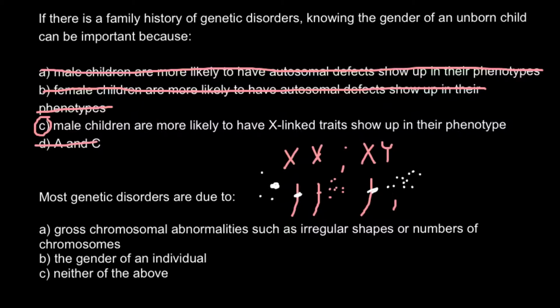And next question or statement: most genetic disorders are due to, and here are the three answers to choose from. Answer A: gross chromosomal abnormalities such as irregular shapes or numbers of chromosomes. Answer B: the gender of the individual. And answer C: neither of the above. And the correct answer would be C.